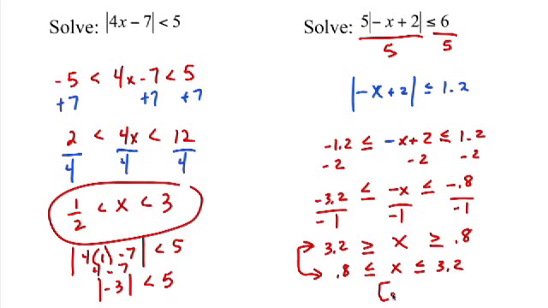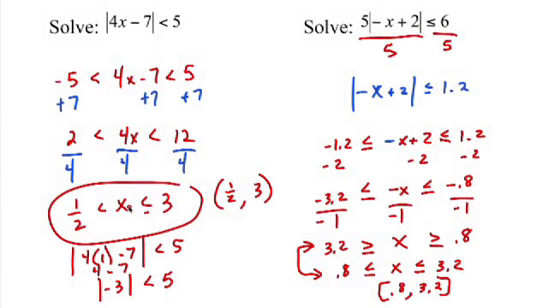Exactly. And in interval notation, this is more appropriate. The 0.8 has to be on the left and the 3.2 has to be on the right, and they're both brackets because of the equal to sign. Over here, just to showcase this one in interval notation, this one would have parentheses because there are no equal to signs in the problem.